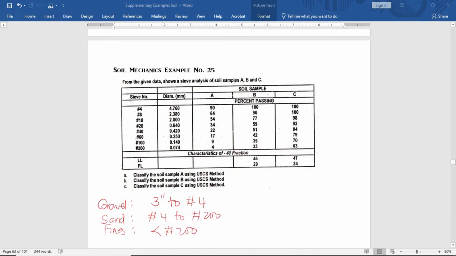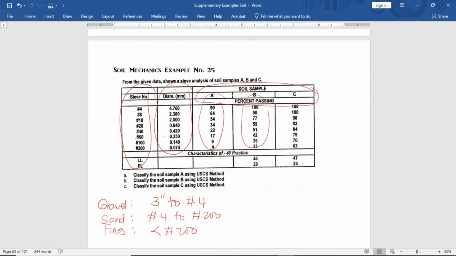So, example number 25 na tayo. Last example na nga ito. Ito yung medyo tricky sa lahat ng example. Same ng class problem. Meron tayong same number dito, may diameter. Tapos may tatlo tayong soil sample. Tapos meron din tayong percent passing nila.